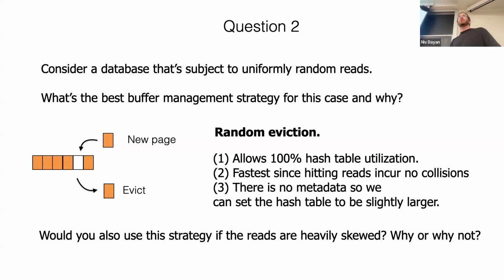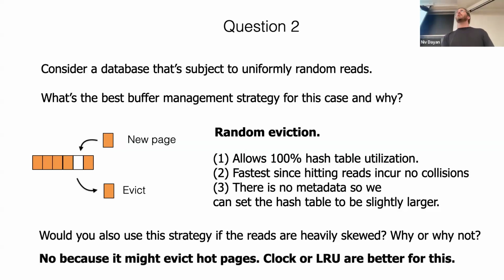Okay. So what about if my workload is heavily skewed? And by heavily skewed, I mean that some pages are accessed more frequently than others. How would your answer change? Yep, exactly. So in the typical case where you actually do have a skewed workload, and most workloads in the world are skewed, you want to use clock or LRU. Okay. Everyone happy?